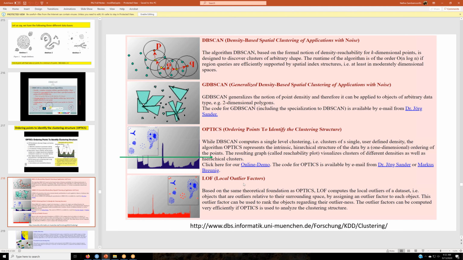There are also outlier factors and so on. Just the notes here, don't worry about it. You need to know DBSCAN and OPTICS. Go ahead.